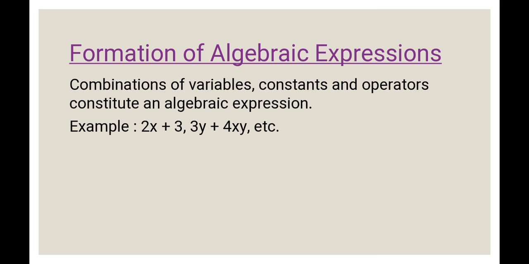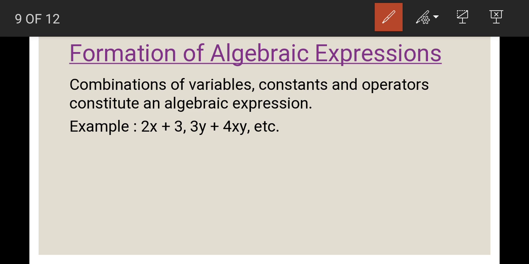So here are some examples. 2x plus 3: here 2 is multiplied by x, and we are adding, that means using the operator plus, 3, that is a constant. So it is an expression. Move to the second one: 3y, 3 multiplied by y, constant multiplied by variable, plus 4xy. Here there are 2 variables, x and y are different variables, so it is also an expression. Done.